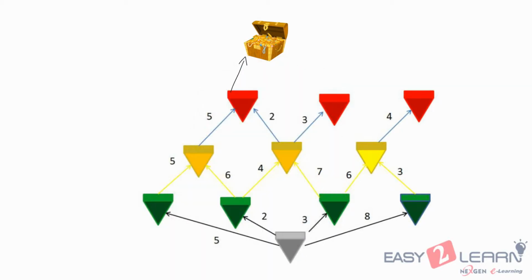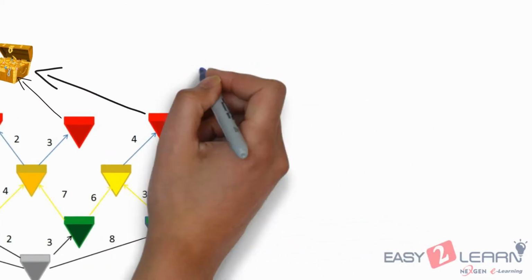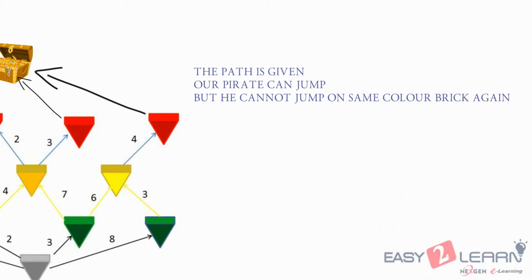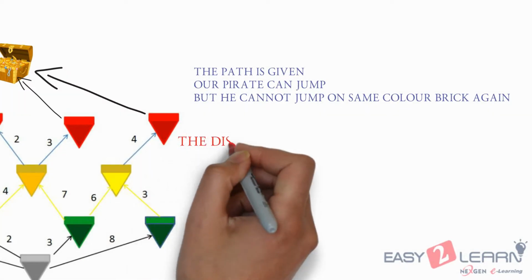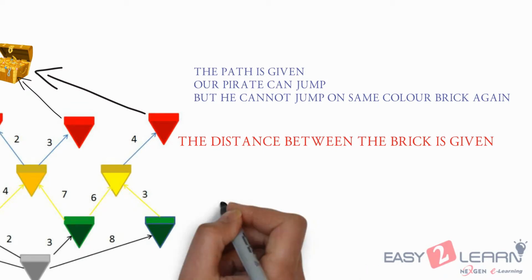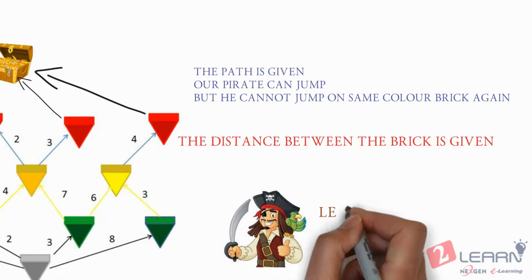Here, the directions are given, but our pirate can jump. But he cannot jump on the same color brick twice. The distances between the bricks are given, and I'll request you to help him out.